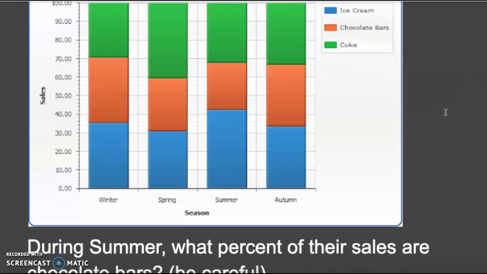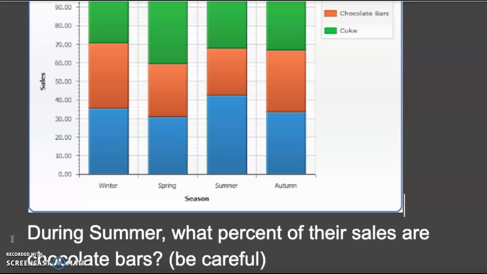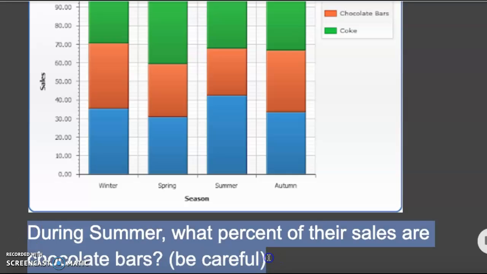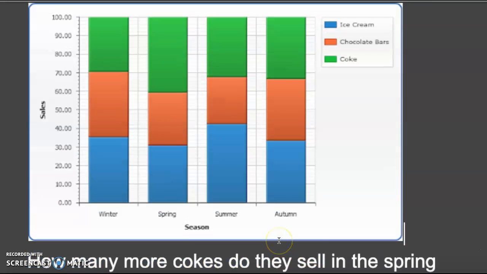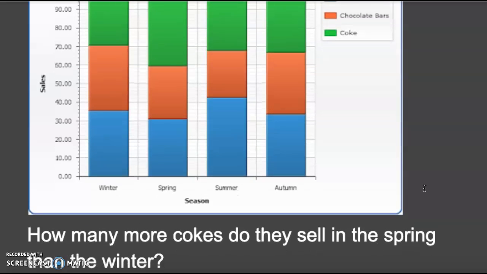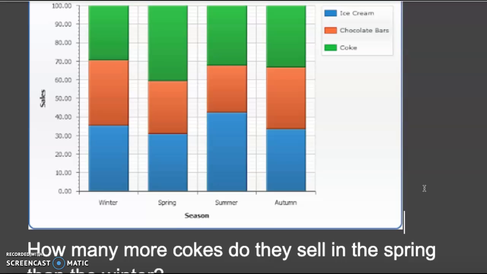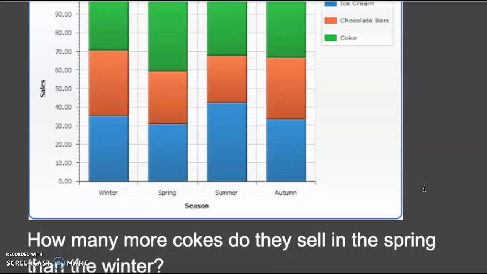All right. During the summer, what percent of their sales are chocolate bars? Then, how many more Cokes do they sell in the spring than in the winter? How many more Cokes do they sell in the spring than in the winter?